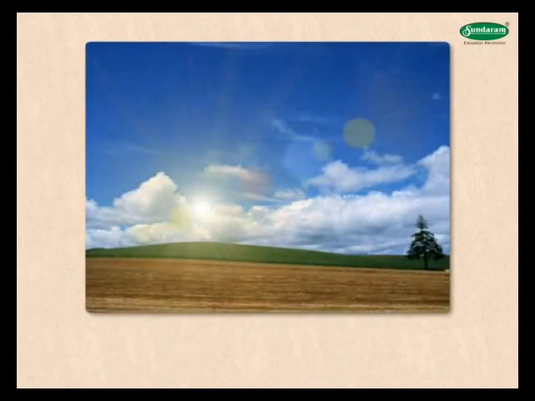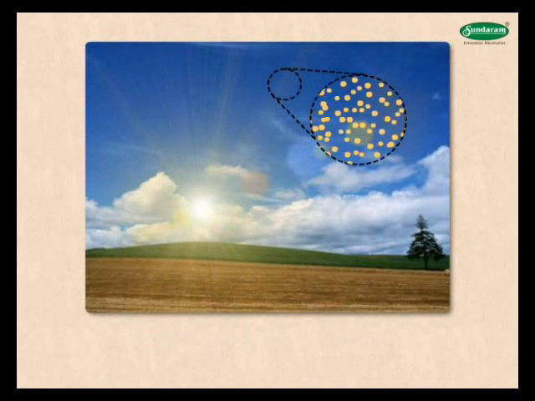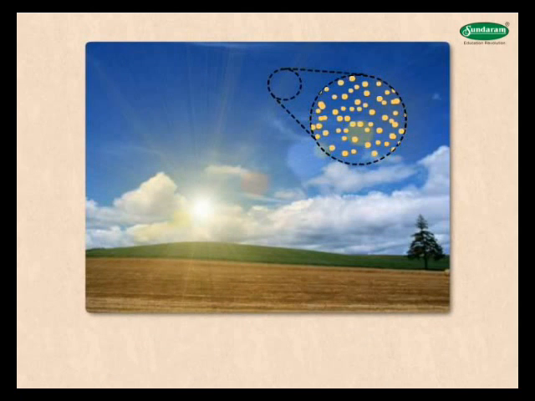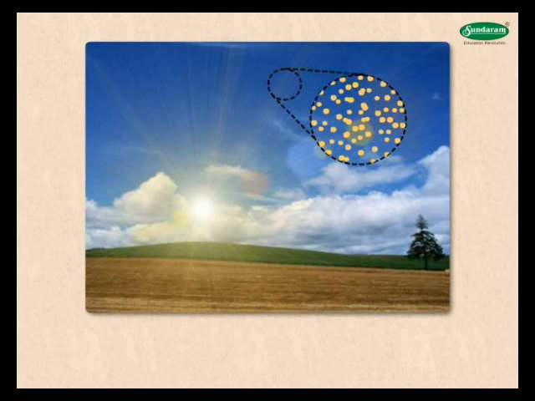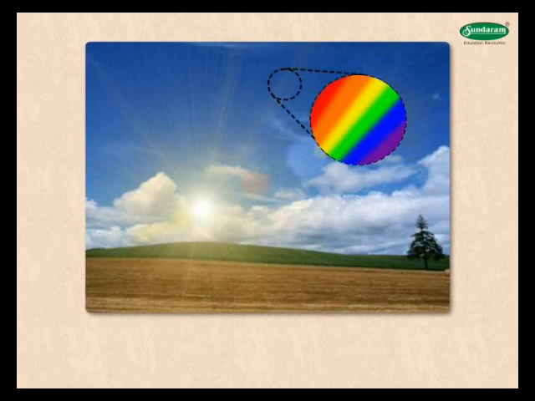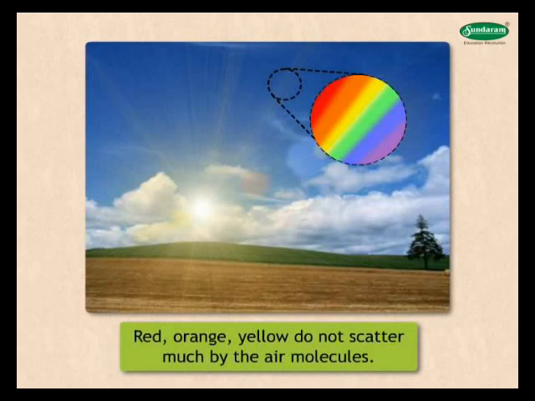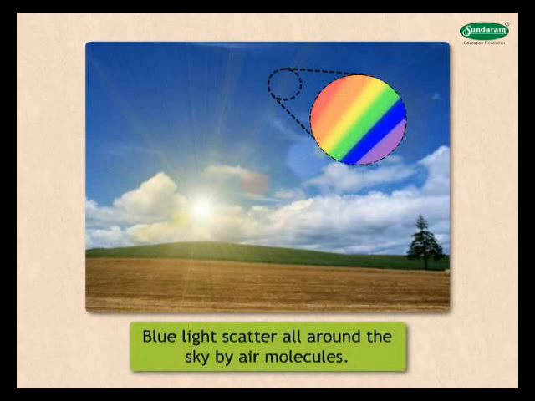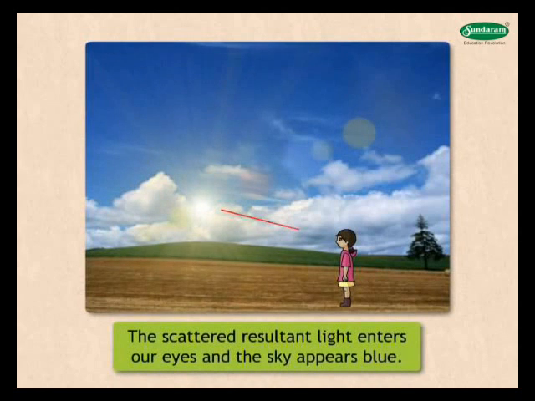The molecules of air and other particles of the atmosphere have very fine size as compared to the wavelength of visible light. When sunlight passes through the atmosphere, these fine particles scatter light of different wavelengths in the same proportion of wavelengths of red, orange, yellow, green, blue and violet colors. Thus, red, orange, yellow do not scatter much by the air molecules and pass straight through. The shorter wavelength blue light scatters all around the sky by air molecules in the atmosphere. The scattered resultant light enters our eye and the sky appears blue.